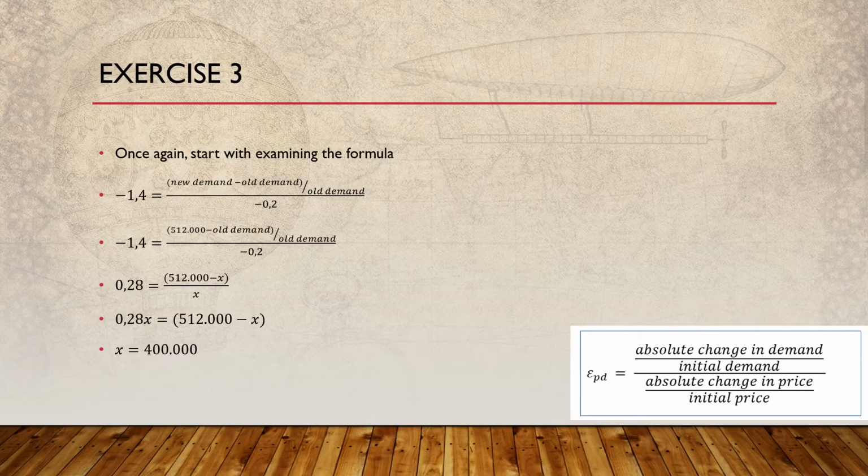And now we have to ask ourselves, can this be possible? Can this be true? Let's see. Since elasticity is 1.4, this means that our demand will be price elastic, right? So demand will change in a stronger way than the price did change. And that's correct because, as we can see over here, our start was 400,000 units. This went up, right? And the prices went down.